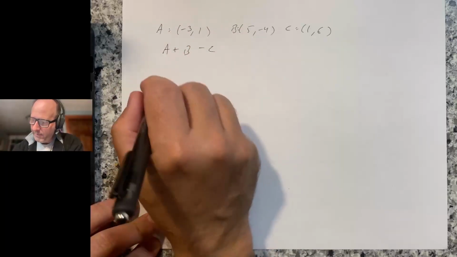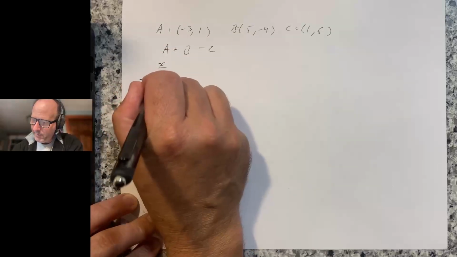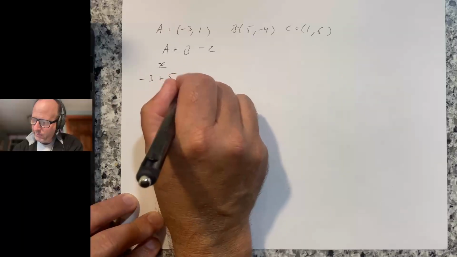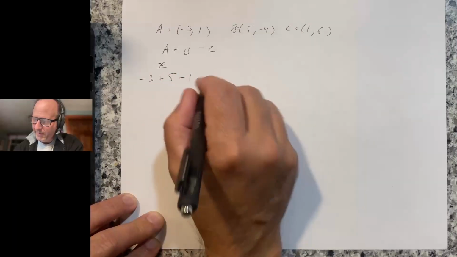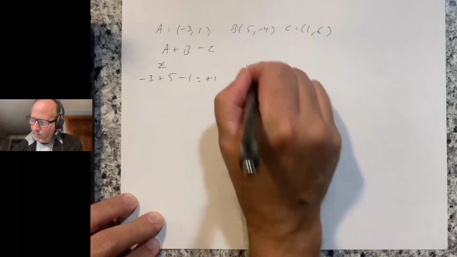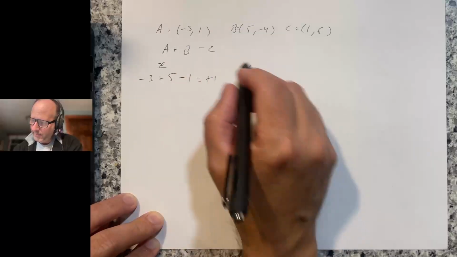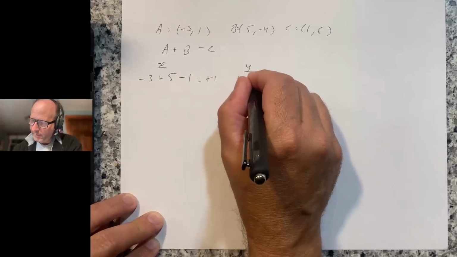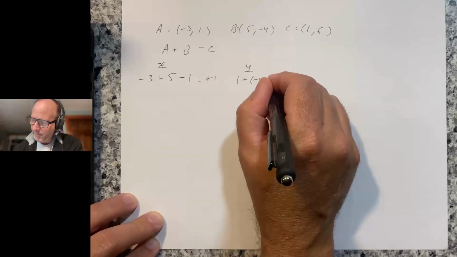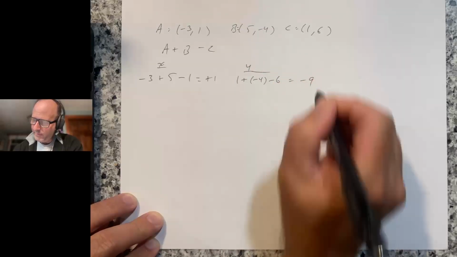So what I have is the x component will be negative 3 plus 5 minus 1. And that's a plus 1. And then y would be equal to 1 plus negative 4 minus a 6. And this ends up being negative 9.